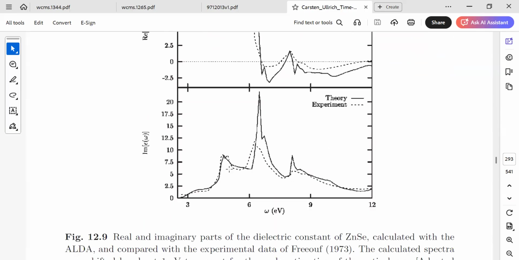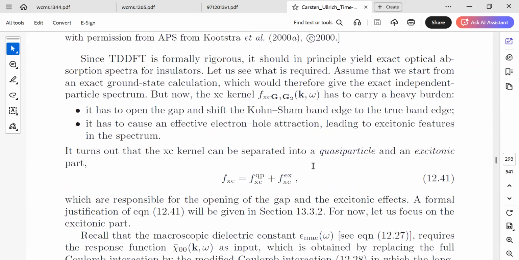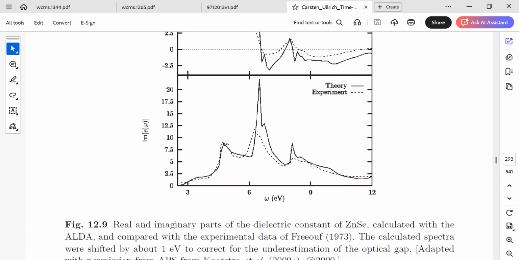So again, here also theory is almost giving the same behavior as experimentally observed, because here is a peak, here is a peak, here is also a peak, and theory also gives a peak here, and experimental results are also showing some kink here.